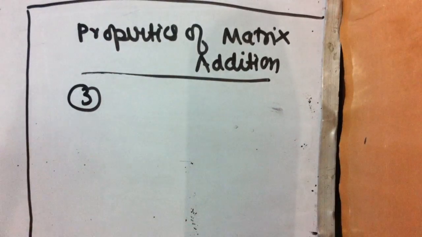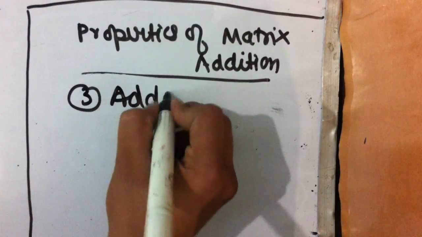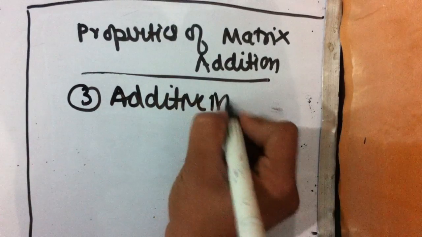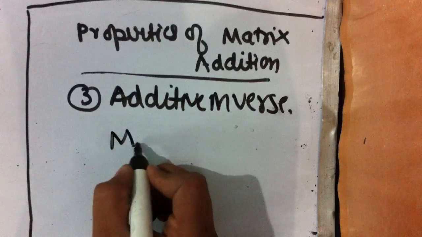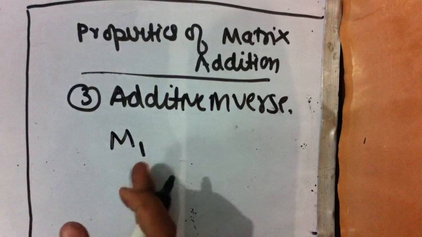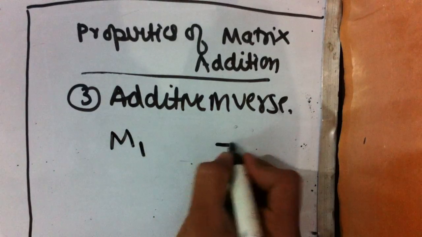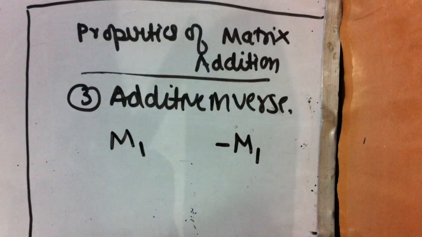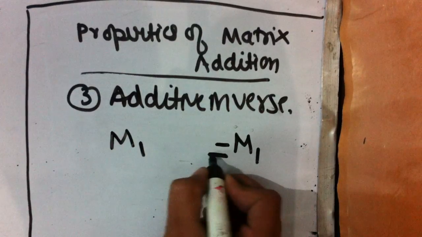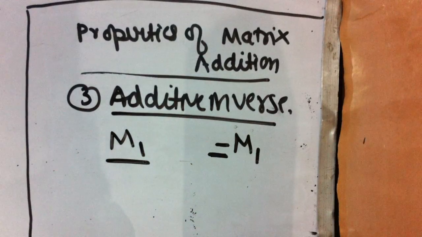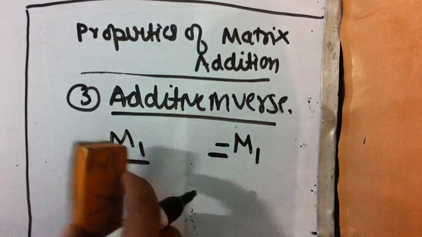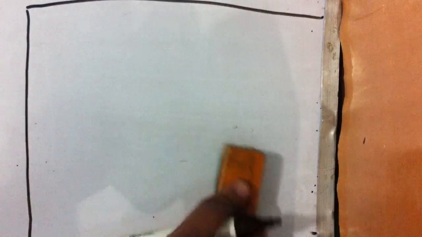Next is additive inverse. Now what do you mean by additive inverse? Suppose any matrix is M1. So additive inverse of this matrix is negative M1. So we need to change the sign of the given matrix, and that is said to be the additive inverse of that matrix. That's all for the properties of matrix addition.